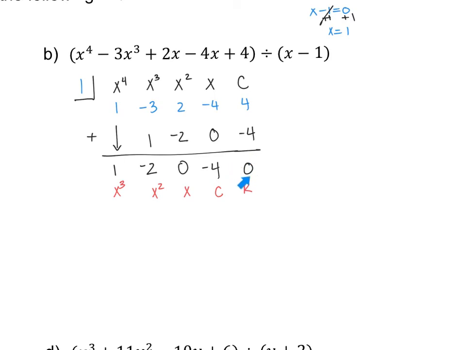So it looks like I don't have a remainder here. So I don't have to write this number over the denominator, which is x minus 1. I can just go ahead and write my equation. So this will end up being 1x cubed minus 2x squared. Now notice how this x to the 1st is a 0, so that means I don't have to write x to the 1st power because the number in front is 0, so it will cancel it out. So I really just have a -4 afterwards.